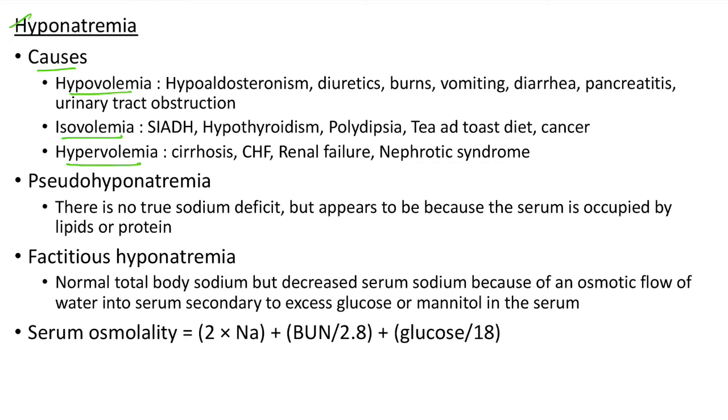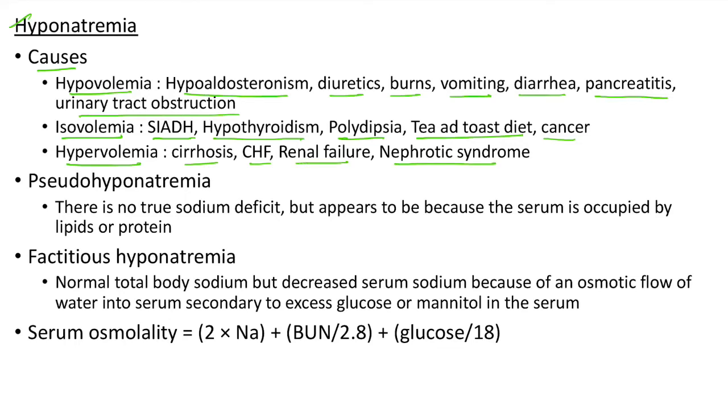Hypovolemic hyponatremia can be caused due to hypoaldosteronism, diuretics, burns, vomiting, diarrhea, pancreatitis, and urinary tract obstruction. Isovolemic hyponatremia can be caused due to syndrome of inappropriate ADH secretion, hypothyroidism, polydipsia, tea and toast diet, and cancer. Hypervolemic hyponatremia can be caused due to cirrhosis, congestive heart failure, renal failure, and nephrotic syndrome.